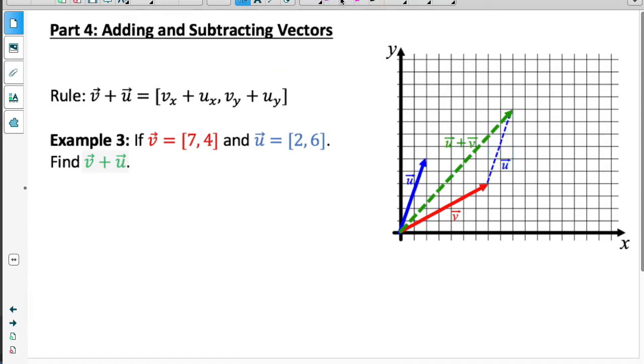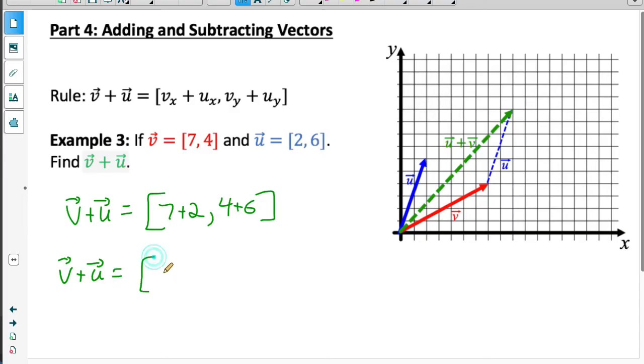So vector v plus u equals, I just need to add the x components, so 7 plus 2, comma, add the y components, 4 plus 6. And that will give me the position vector v plus u. So I get vector 9, 10.